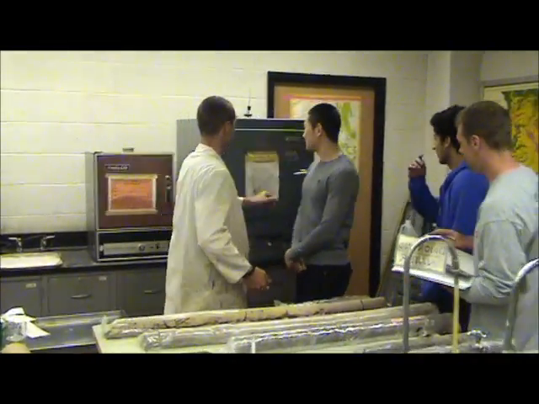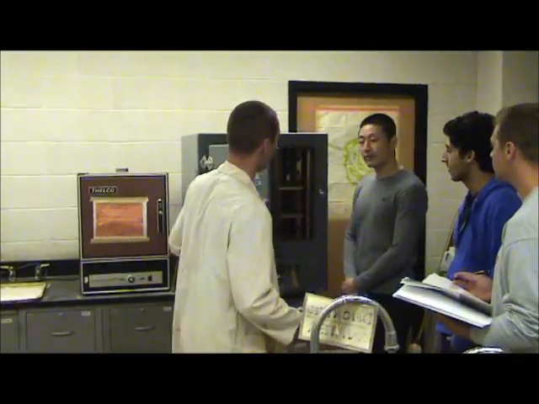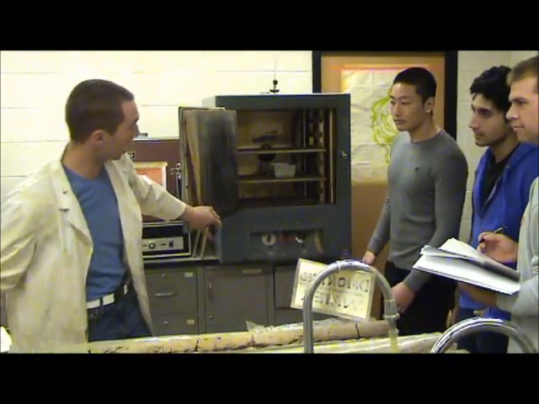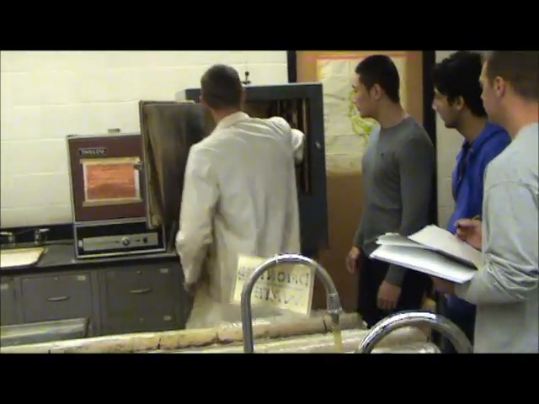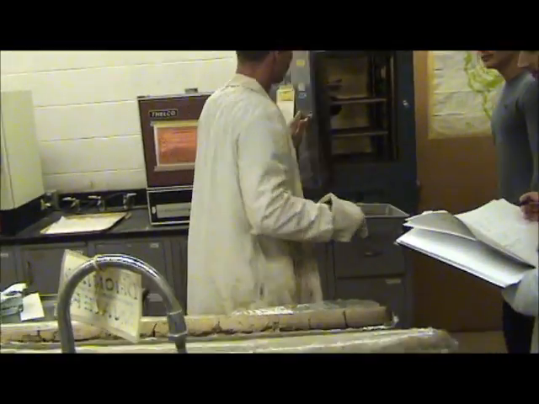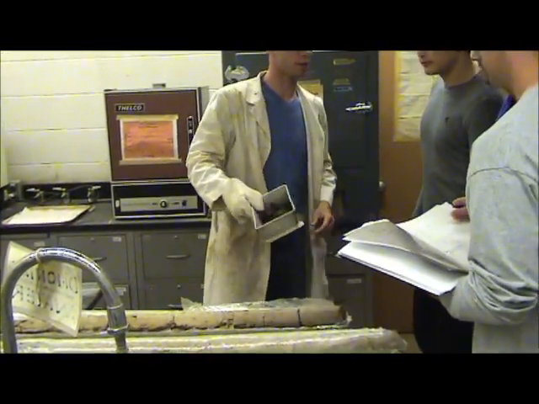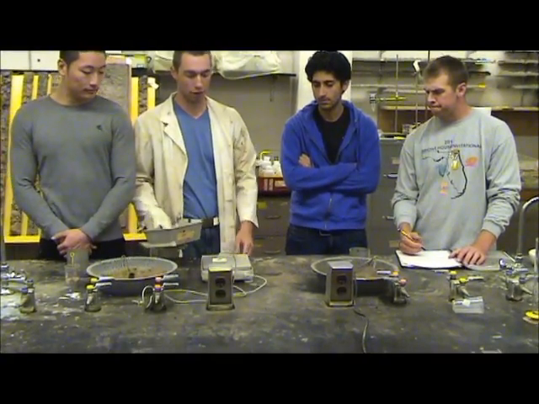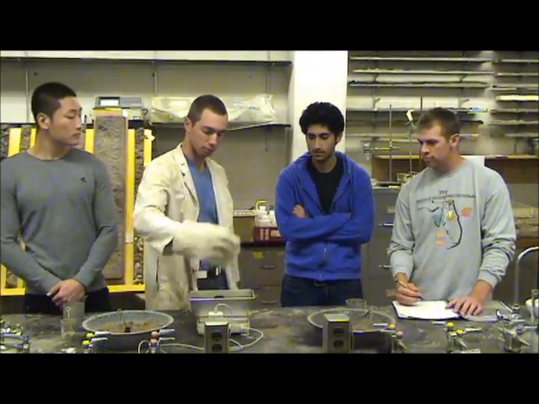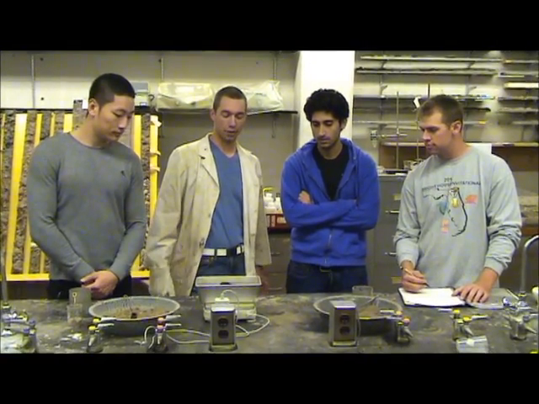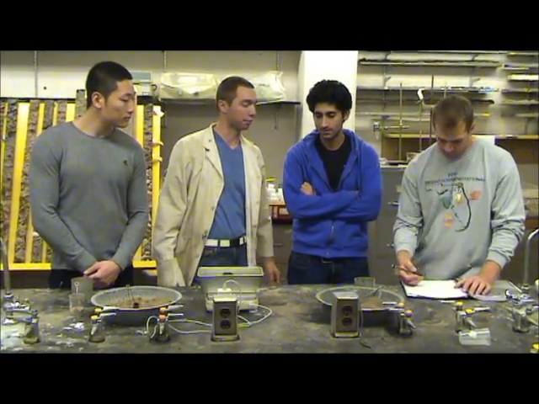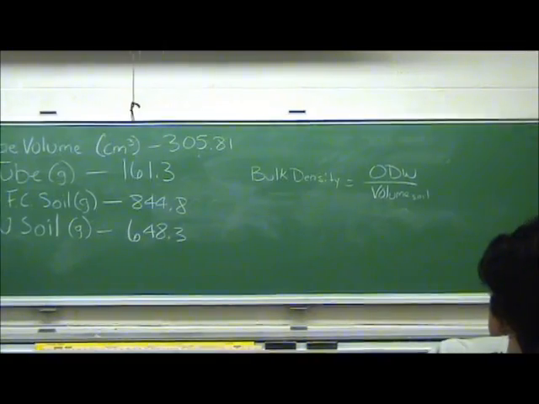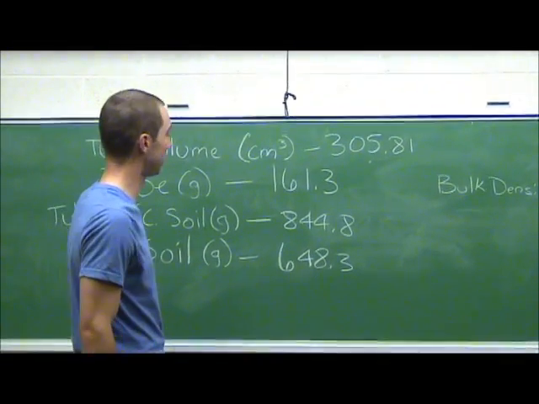So we'll go ahead and get our soil out. We've been drying for 24 hours. Let me get my glove on because that's going to be really hot. All right. So we will take this back over to the scale. We'll get our weight for it. Okay, so we're here at the scale. We'll go ahead and get our oven dry weight of the soil. All right, it's 648.3 grams.